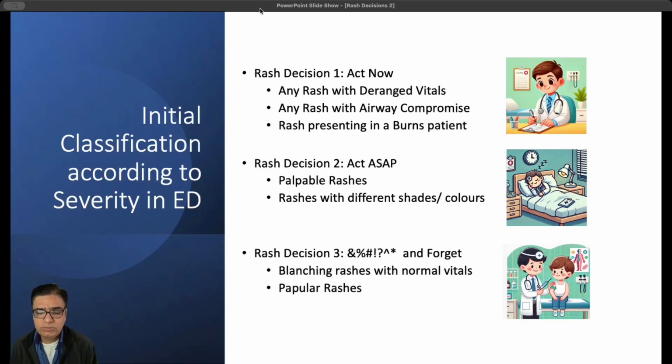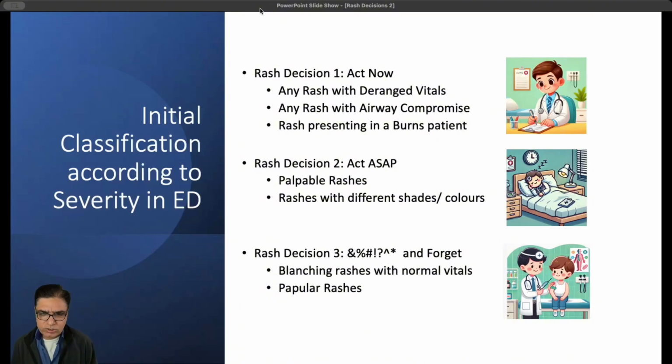Or those rashes which have a mix of different shades and colors. These are polymorphous rashes, where there would be a tricky underlying diagnosis, some form of abnormal immune reaction going on. So rashes where you see different colors and shades, pinkish, brownish, purplish, again there is an element of urgency there.